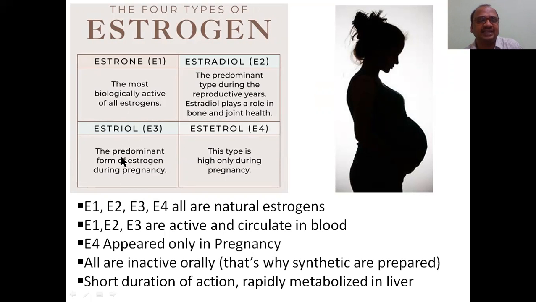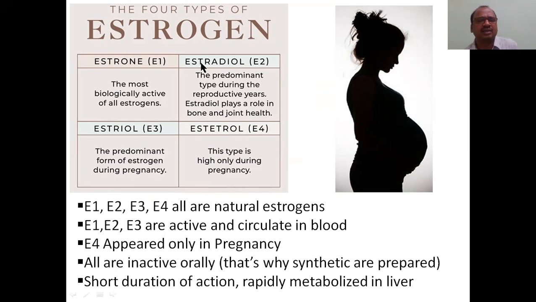Estriol, E3, is the predominant form of estrogen during pregnancy. Three means trimesters, like that you can remember. Three trimesters will be 9 months. E4 also is high during pregnancy. So 3 and 4 are in pregnancy. In the reproductive years, E1 is biologically active.